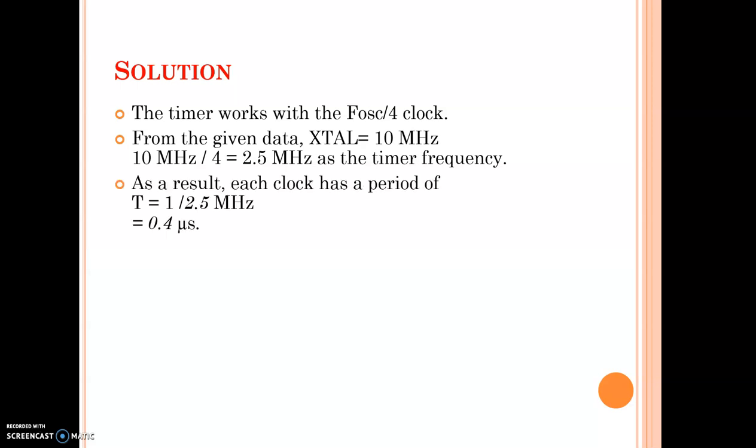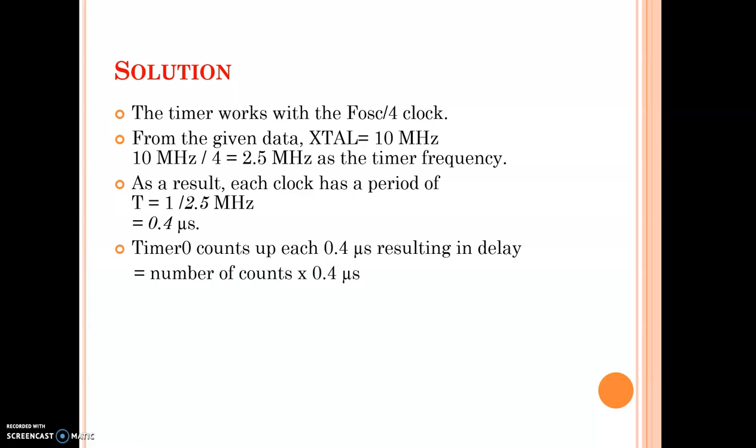As a result, the time period will be 1 upon f, that is equal to 0.4 microsecond. Now the timer 0 counts up every 0.4 microsecond, resulting in a delay of number of counts multiplied by 0.4 microsecond. Now the number of counts is equal to the value which is loaded in the timer subtracted from the maximum count. So that comes as 000DH, that is nothing but the 13 decimal value.